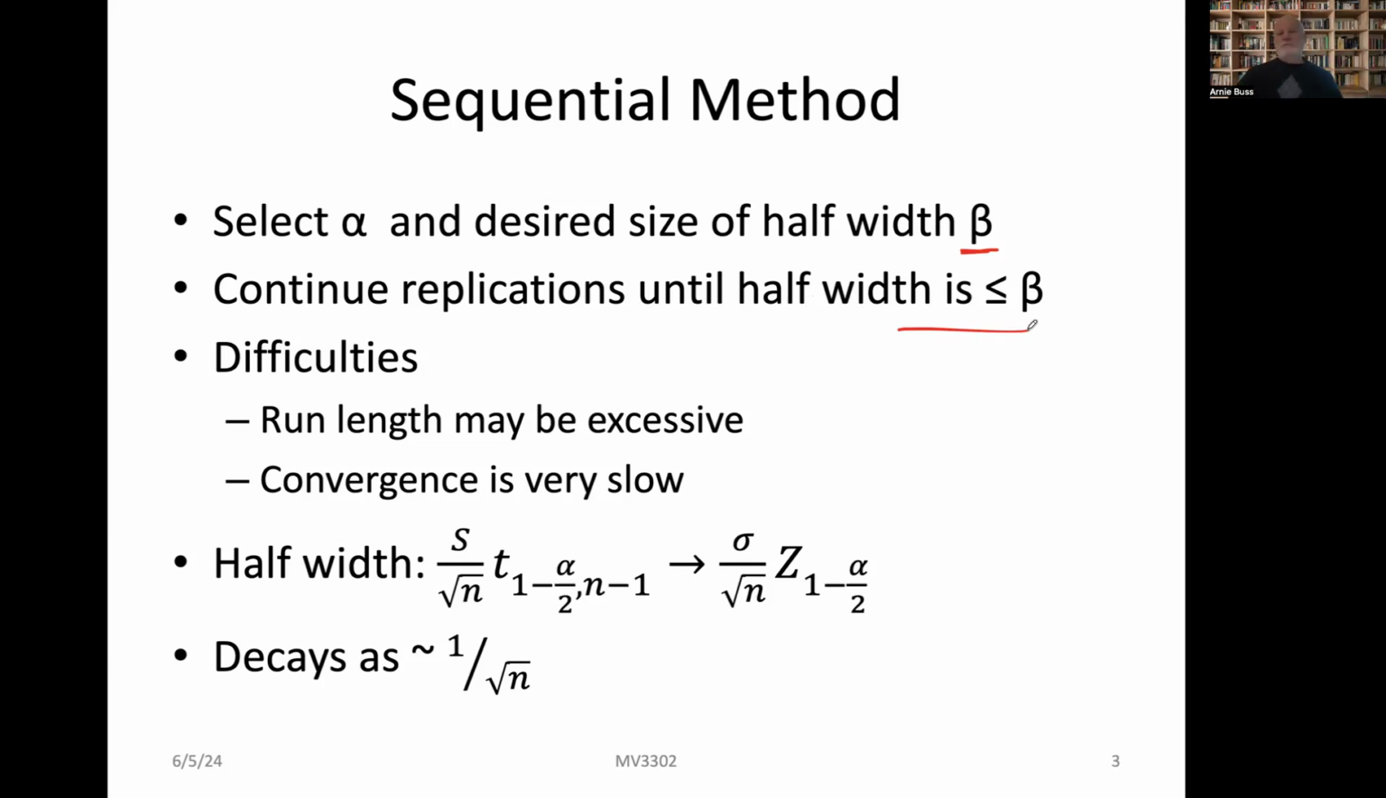Okay, so there's always a catch. What's the catch? There are basically two catches. The first is, actually not so much the run length, the replications, I misspoke there. The number of replications may be excessive, and we'll see a little bit of that in one of the examples that I'm going to give. And the other is that convergence is very slow.